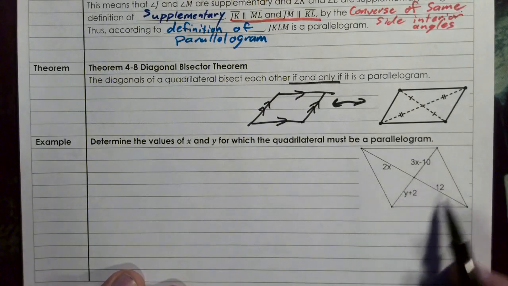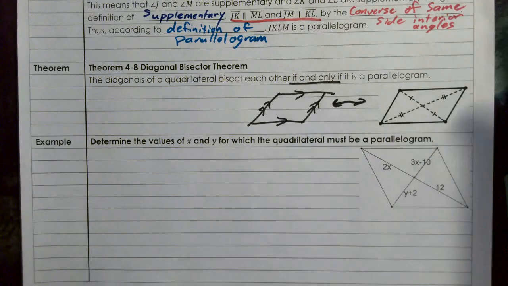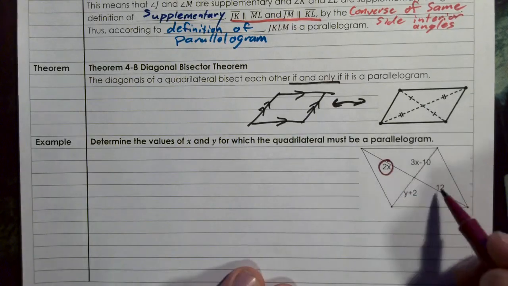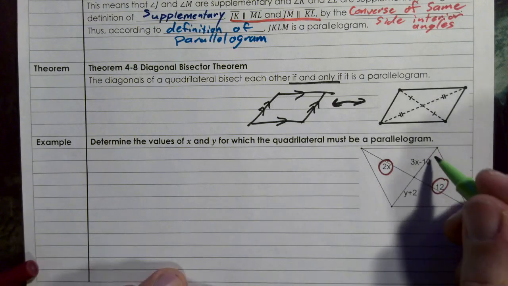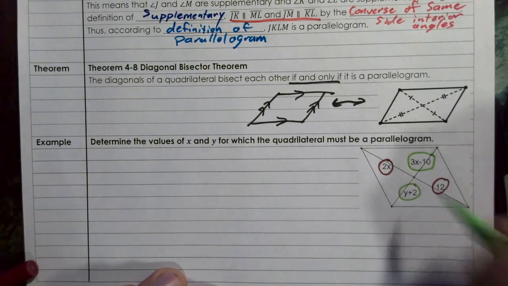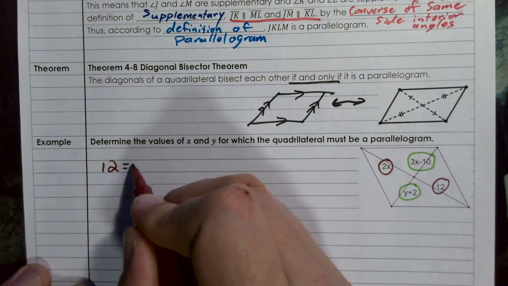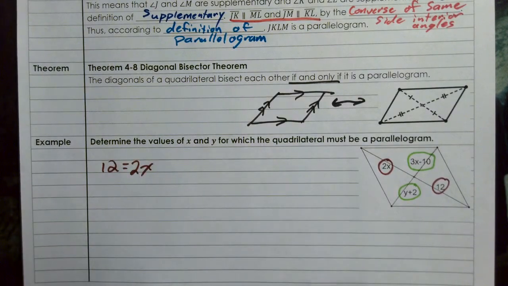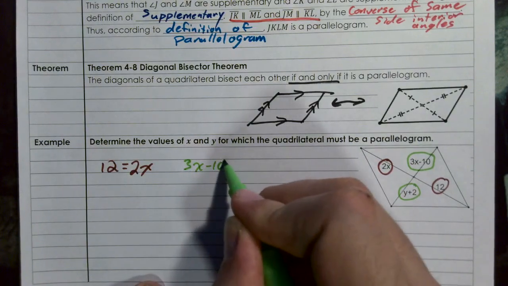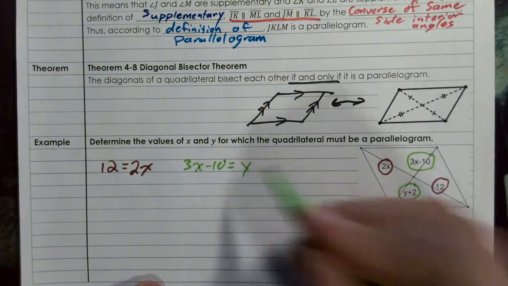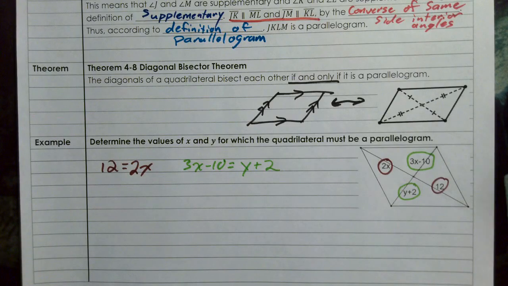So if we want this shape down here to be a parallelogram, that means these two have to be equal, as well as these other two have to be equal. So that means 12 has to equal our 2x, and that 3x minus 10 has to equal that y plus 2. So this is just kind of a little system of equations that we've got to solve.